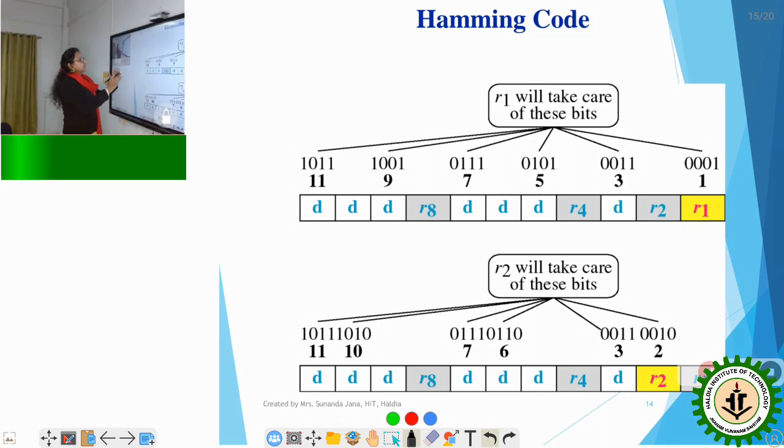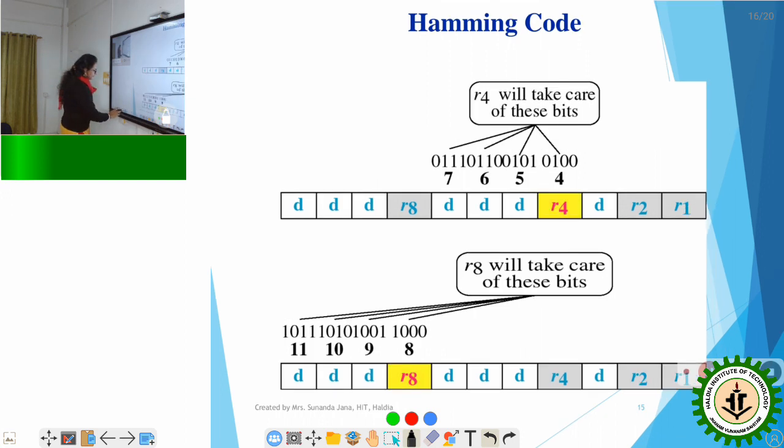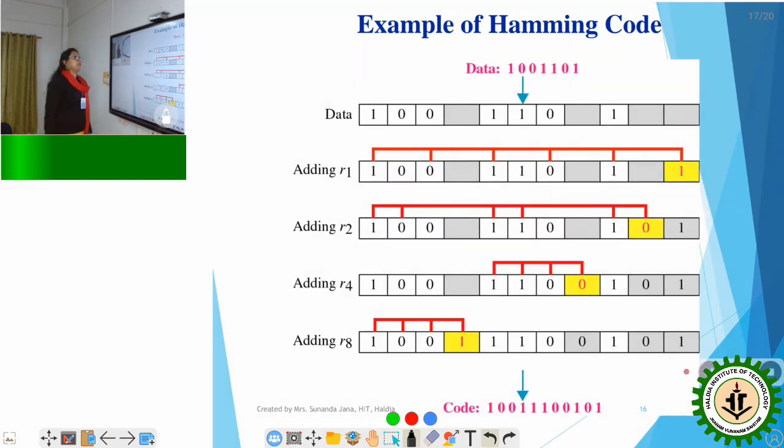Here the concept is also elaborated: for R1 how it will be implemented, for R2 how it will be implemented, and how we will track those positions. It is given here, which I have already discussed in the tabular format. Now, with one example, I will explain how exactly Hamming code constructs the code word, how the sender sends that code word to the receiver, and how the receiver again checks, and if the data has an error, how it tells the position.